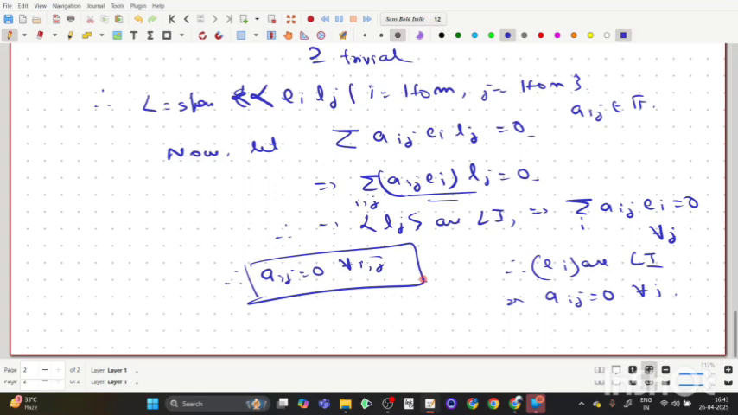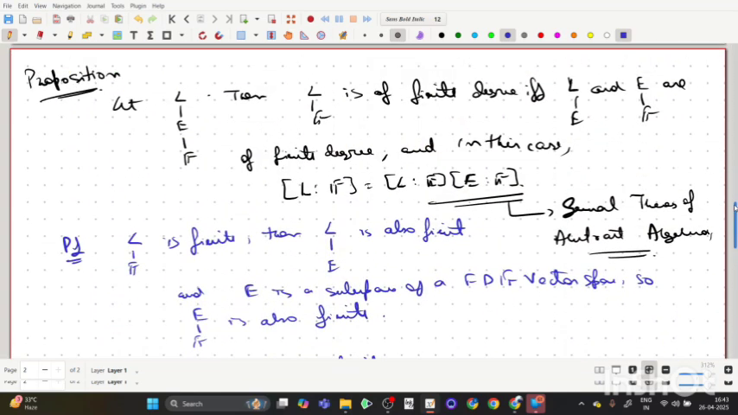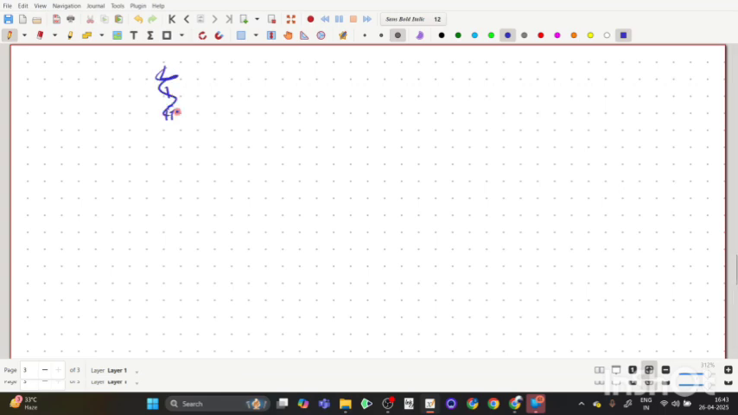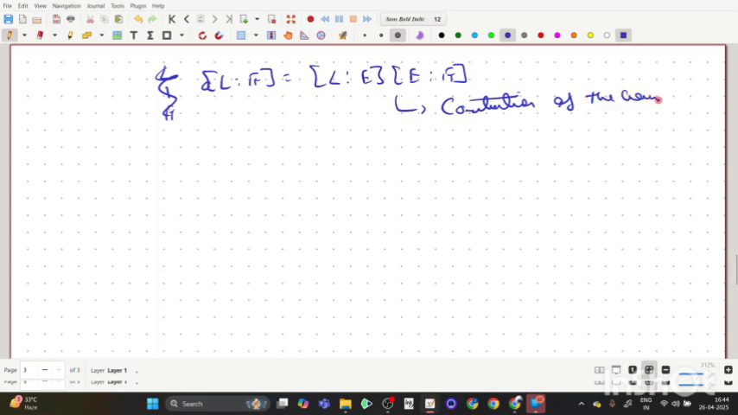Is it clear? Therefore, what have we concluded? The collection e_i l_j over i, j is linearly independent and it spans, what does it span? It spans L over F, right? Therefore, what do I conclude? This implies that L over F is finite dimensional. And in fact, we have already proven this by the way we have constructed the basis, that the dimension of L over F is equal to the dimension of L over E times the dimension of E over F. This follows from the construction of the basis of L over F.